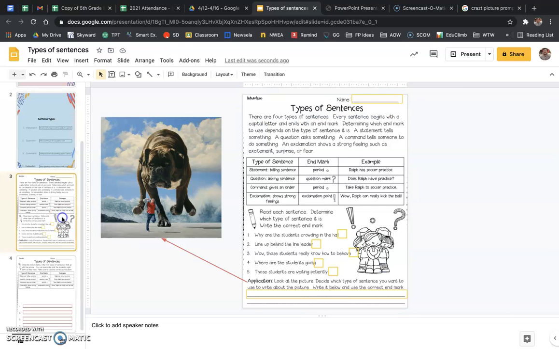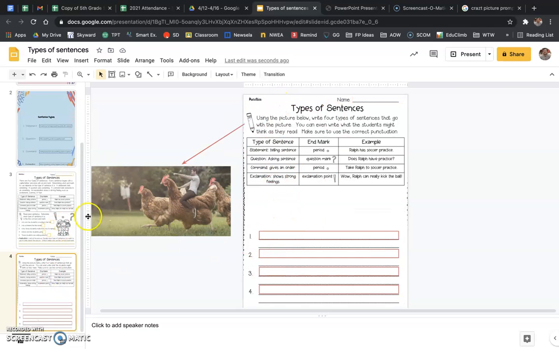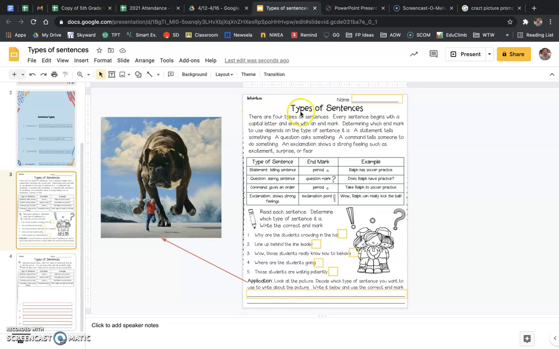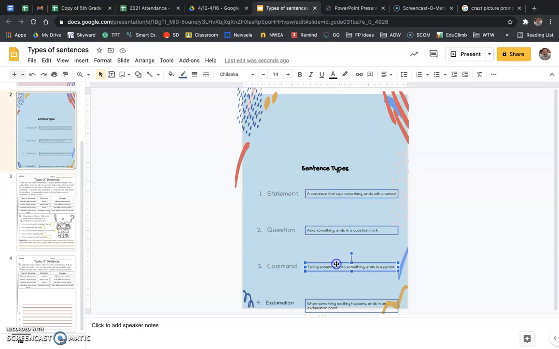All right. So what you're going to do now is read the worksheet here. There are 2 sides of this worksheet. It's going to be on 2 different slides. First, there are 4 types of sentences. Every sentence begins with a capital letter and ends with an end mark. Determining which end mark to use depends on the type of sentence it is. We talked about that, right? So these 2 end in periods, question mark, exclamation point.